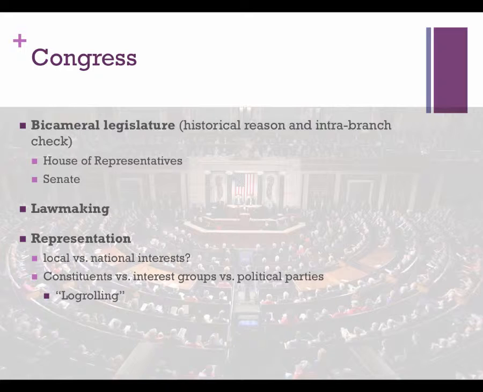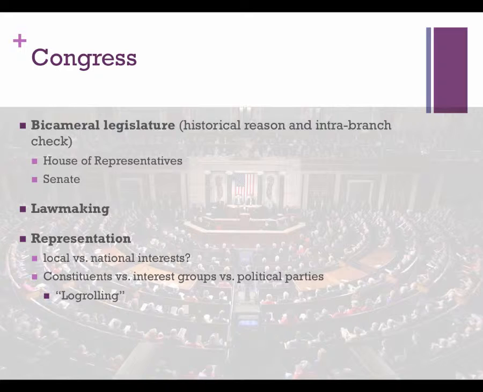So Congress has several functions, right? There's lawmaking, representation, providing service to their constituents, public education, conflict resolution. But the main functions are lawmaking and representation. They have to represent, ideally, the desires and demands of their constituents. But this is a little bit complicated sometimes.